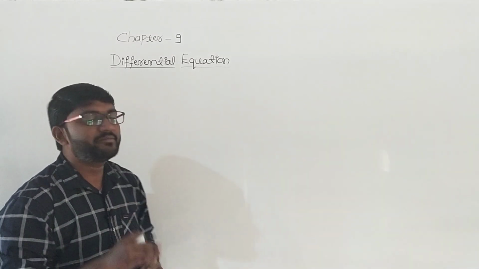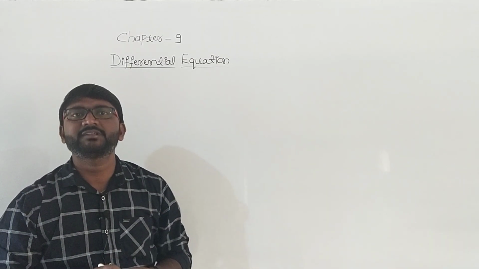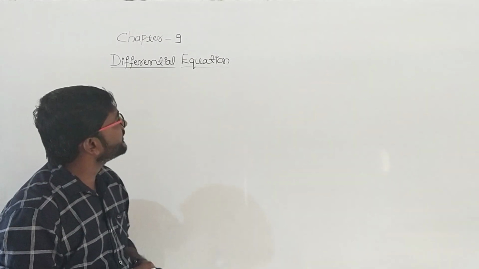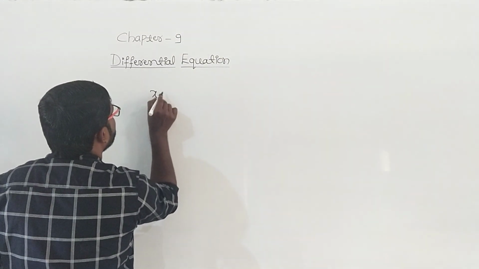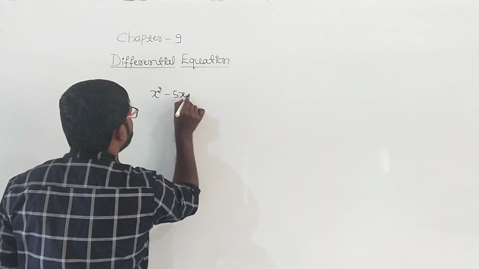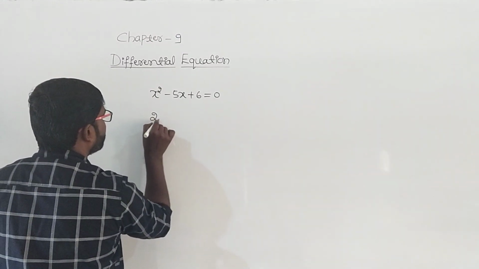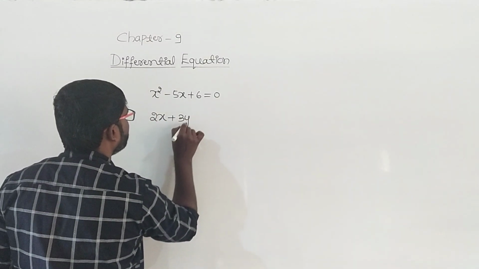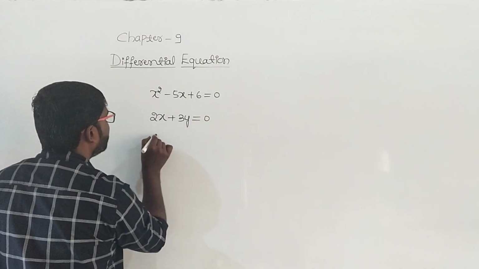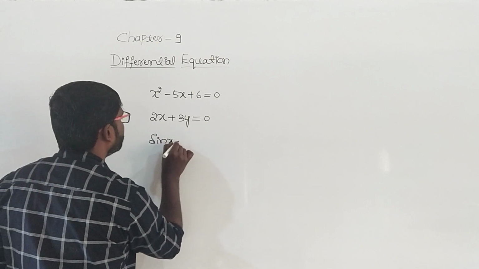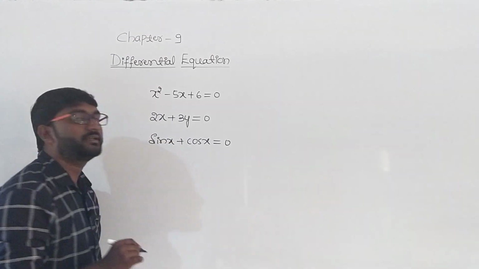We have already learnt various types of equations, quadratic equations, linear equations, trigonometric equations and so on. Similarly, here we are going to study about differential equations. We have studied x square minus 5x plus 6 equals 0, this is a quadratic equation. Then 2x plus 3y equals 0, this is a linear equation in two variables. And then sin x plus cos x equals 0, this is a trigonometric equation.